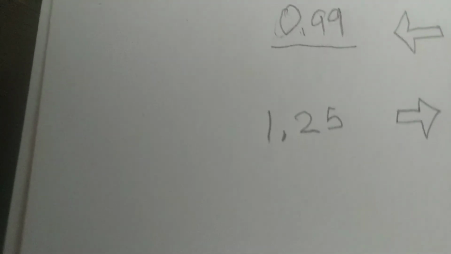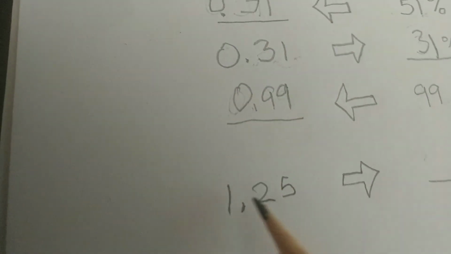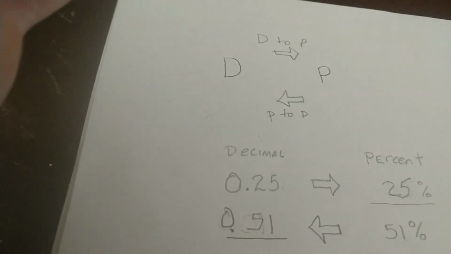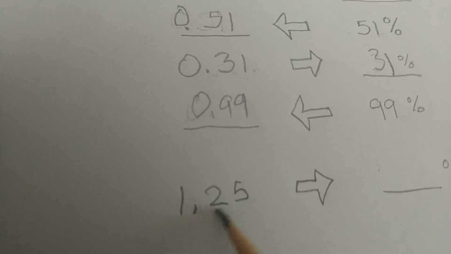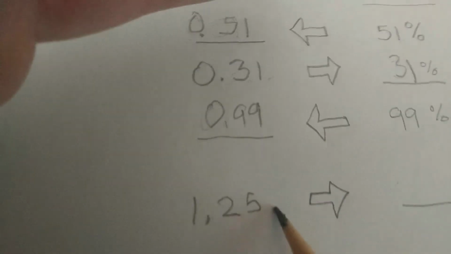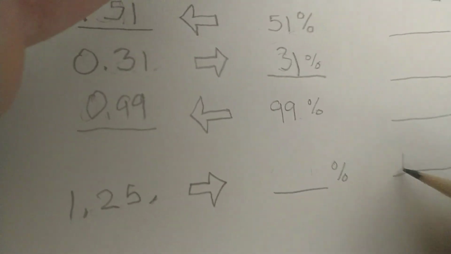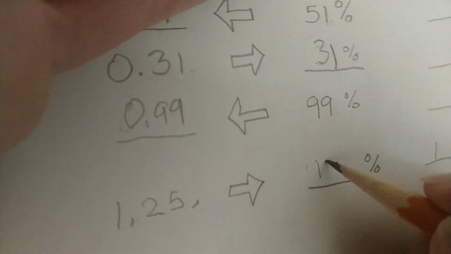What if we got this hybrid fella here? 1.25. Again, we just have to follow that same rule. We're changing from a decimal to a percent, and that means 2 places to the right. Now our percentage is greater than 100%, and it's 125%.